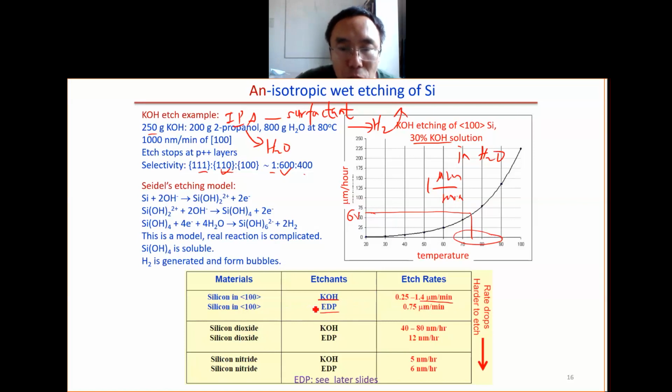For EDP, we will talk about EDP later on, it's a similar rate. The etching rate of silicon oxide is 40 to 80 nanometers per minute, so the selectivity is pretty good. For silicon nitride, the etching rate is much lower, even much lower. So you can see silicon nitride is the best mask material for etching silicon using KOH.